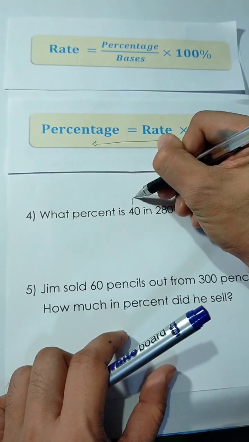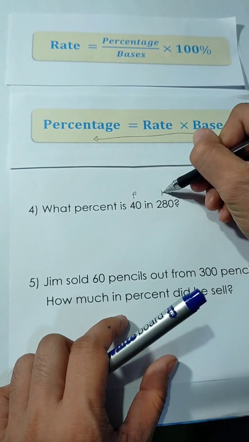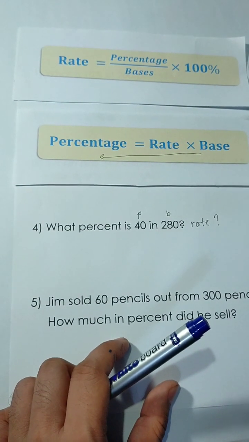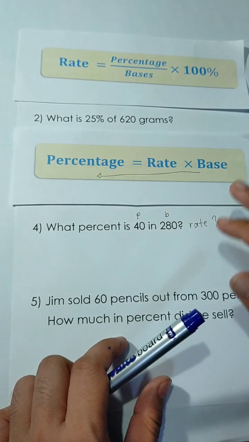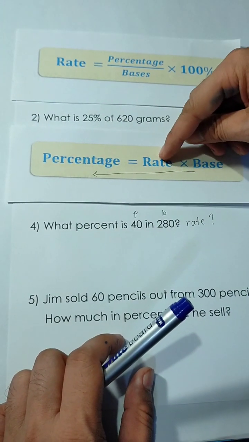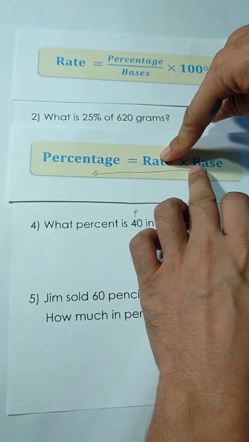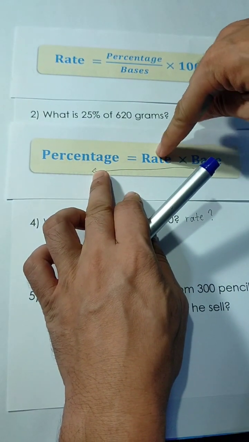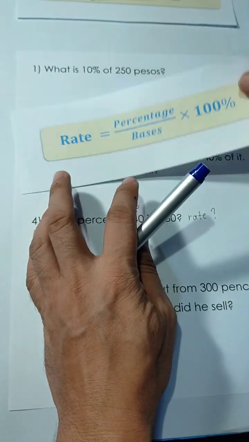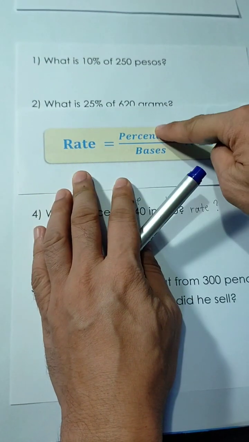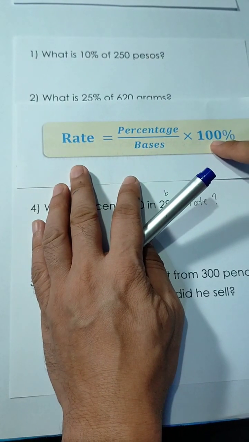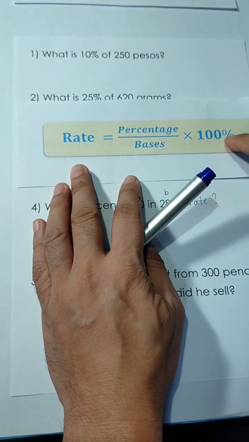Number 4, what percent is 40 in 280? 40 is the percentage, 280 is the base. We're looking for the rate. Looking back at the formula, we solve for the rate. So we can cross multiply our base here. We have rate equals percentage over base. So we got this resulting formula: rate equals percentage over base. And we still need to multiply by 100% to express our final answer in percent.